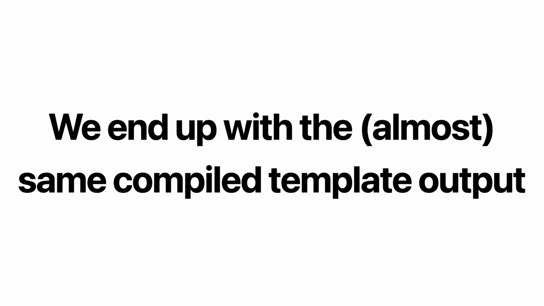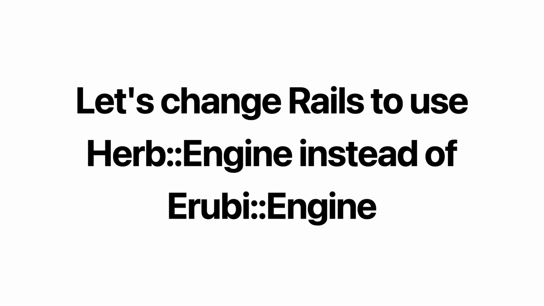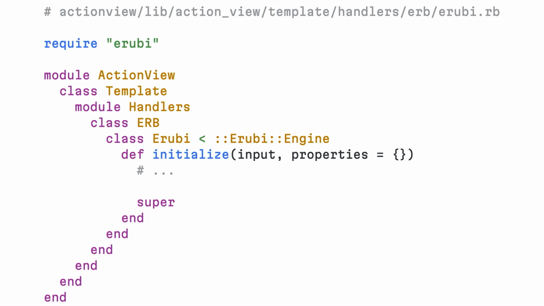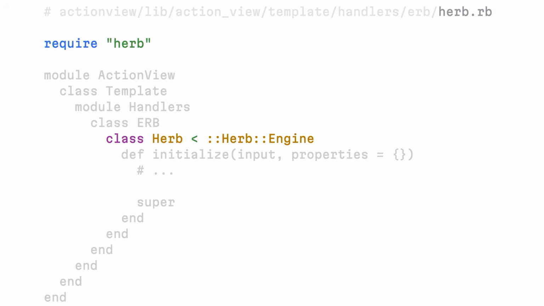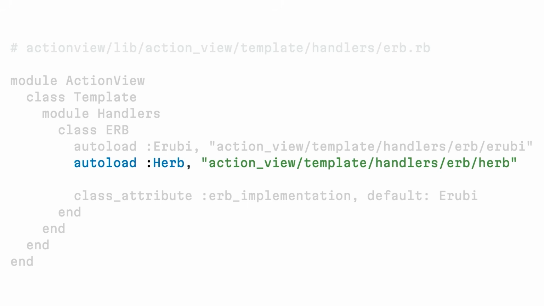templates. So what we can do now with this, we can plug this into Rails and change the default from eRuby to Herb, just for testing purposes. Since this is API compatible, we can, in ActionView, change the eRuby engine handler to use Herb. And then on the handler itself, autoload Herb also, and then change the default from eRuby to Herb as well.